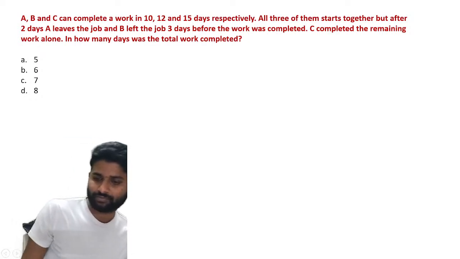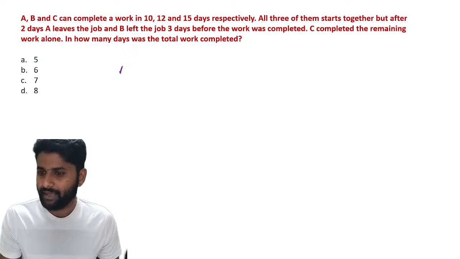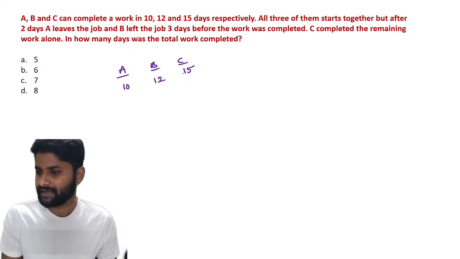So we have 3 more models here. See the next question. A, B, C can complete the work in 10 days, 12 days, 15 days, respectively. If all three of them start together, but after 2 days, A leaves the job.